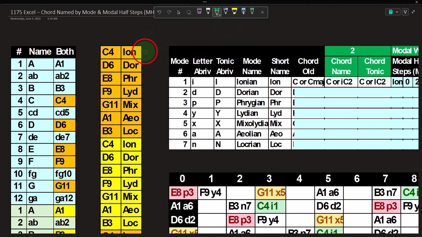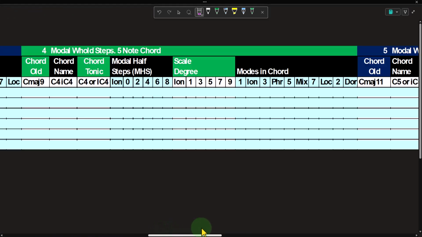So this would be the 1, 3, 5, 7, 9, 11, and then 13. The 13 is equivalent to the 6. See, all right? And so I'm going to try to go through this fairly quickly because we're running long on time. I want to go through the other 2 modes here.